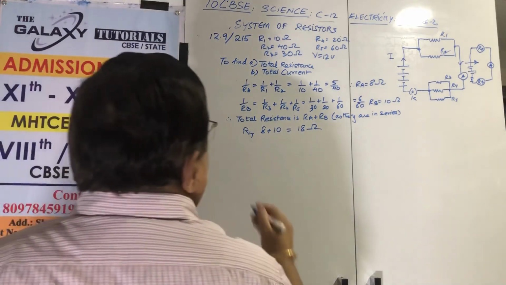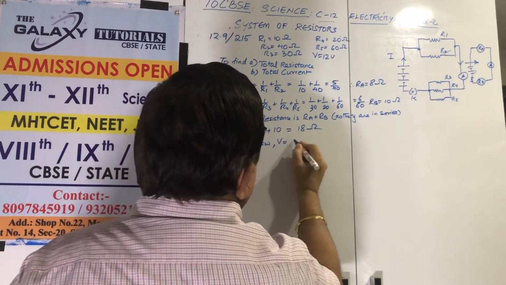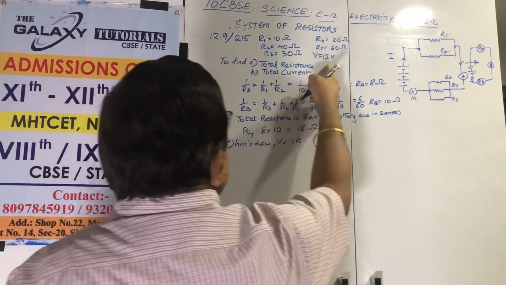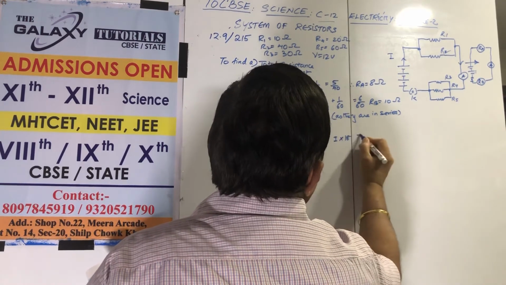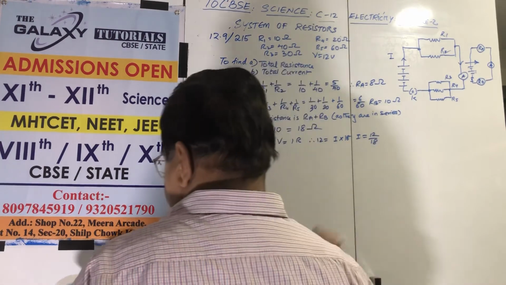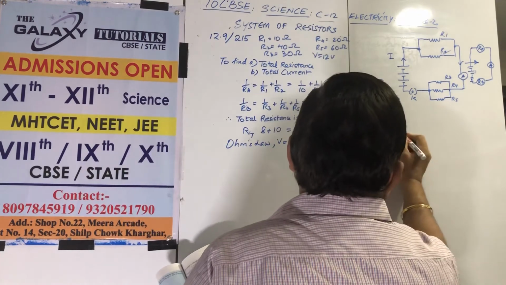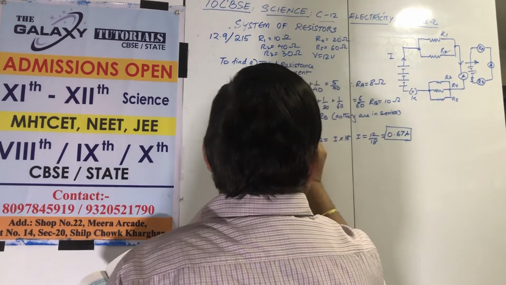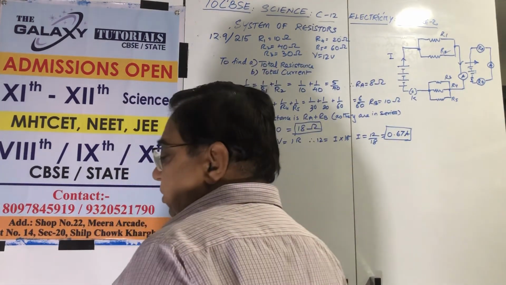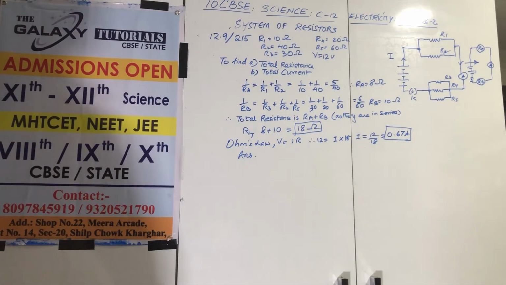Now to calculate the total current, I will use Ohm's law. V is equal to IR. V is given to me as 12 volts and I don't know I. R is 18. I is 12 upon 18. When you divide, 6 2s are 12, 6 3s are 18, you will get 0.67 ampere as your answer. So please write the answer in words so that you don't lose half a mark. See how to do sums when multiple circuits are given. Always reduce them to series, which will make life easier.